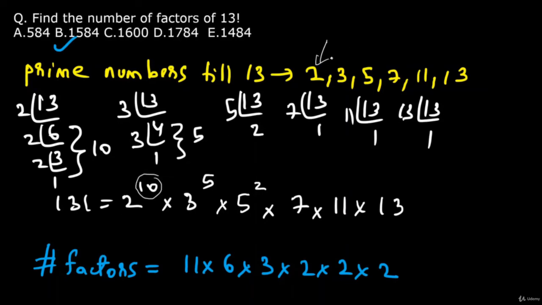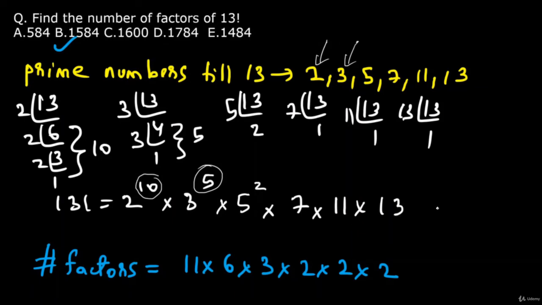Similarly, if you want to find the number of 3's in 13 factorial, 13 by 3 is equal to 4. 4 by 3 is equal to 1. 4 plus 1 is equal to 5. So there are 5 3's in 13 factorial. Similarly, you can see that there are 2 5's, 1 7, 1 11 and 1 13.